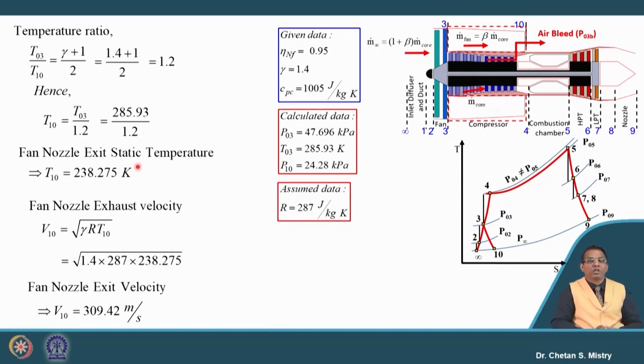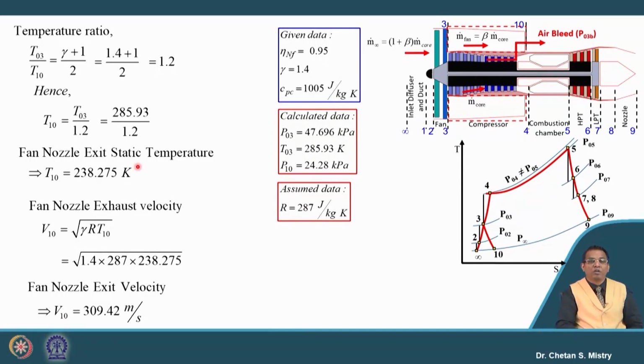So, now this gives the idea about the calculation of all cycle parameters. When I say cycle parameters, our major concern is with pressure and temperature, and if you look carefully, we are more interested in total properties. Only for the nozzle we are calculating the static property, because ultimately we want to calculate the velocity, and that velocity is a function of static temperature.